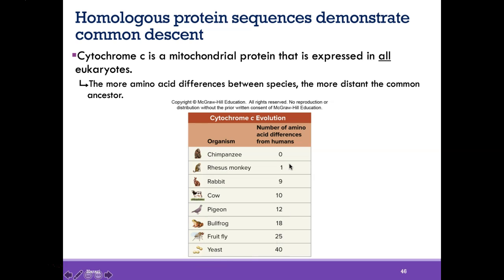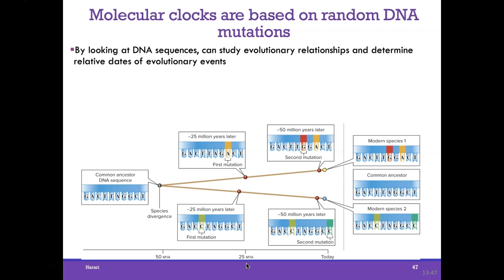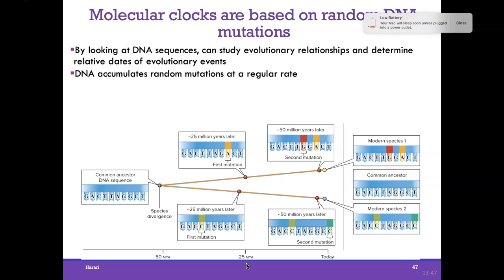So we can look at these amino acid differences and infer how distantly related two organisms are, right? Because the more differences they have, the more distant they must be. We can also look at DNA. That was looking at amino acid sequences, but we can also look at DNA sequences and study evolutionary relationships. We can also determine the relative dates of evolutionary events by looking at what we call molecular clocks. A molecular clock uses DNA sequences to estimate the time when organisms diverged from a common ancestor.